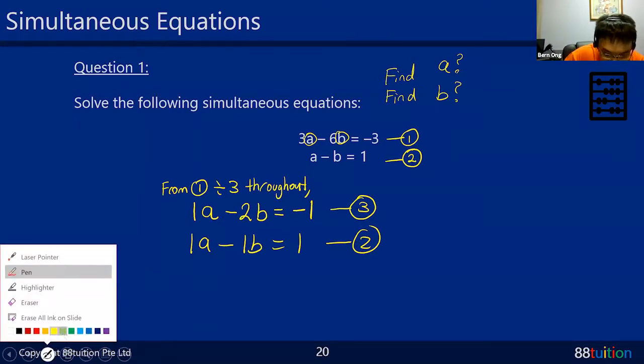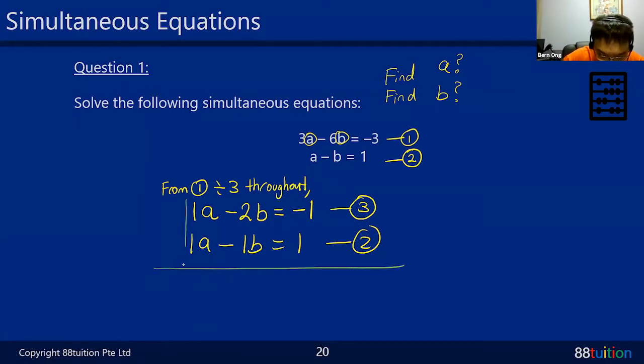All right, I purposely compare 1a and 1a. Are they the same? Yes, they are the same. So I want to try to get rid of the 1a. The only way to get rid is to minus. Is it true that 1a minus 1a is 0a?